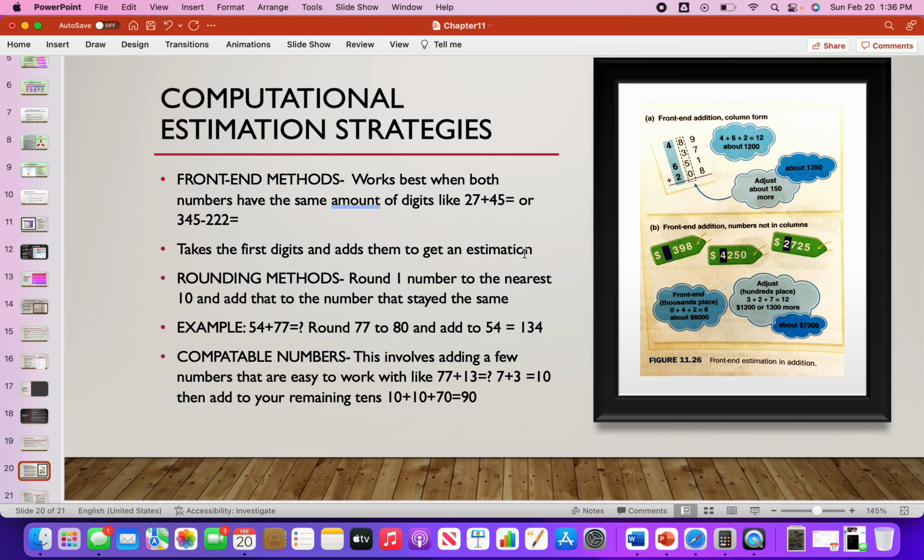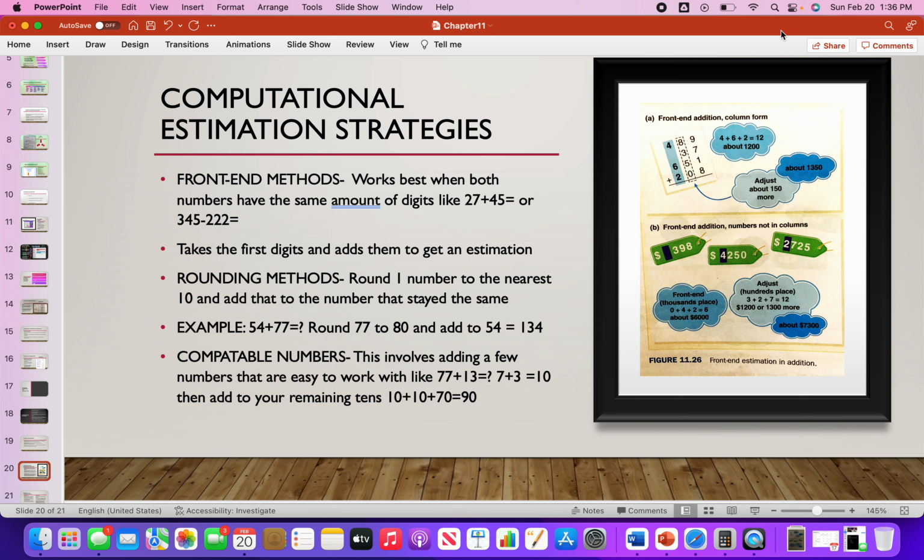And compatible numbers. This involves adding a few numbers that are easy to work with. So say like 77 plus 13. We know that 7 plus 3 is going to equal a 10. So that's an easier number to work with than 7 or 3. And then go ahead and add your remaining tens, which was 10 and 70, to get 90.